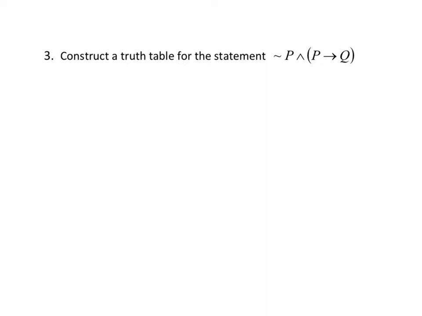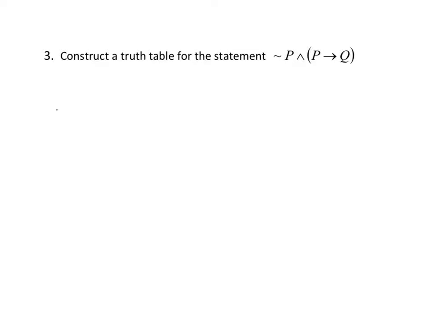Okay, so in this problem, they're asking us to construct a truth table for the statement, not P and if P then Q. So the first thing that I'm going to look at when trying to do my truth table is how many variables are there. And I see there's a P, I see there's a Q, there's two variables. So if there's two variables, I want to have 4 rows of my truth table. If there were 3 variables, P, Q, and R, there'd want to be 8.